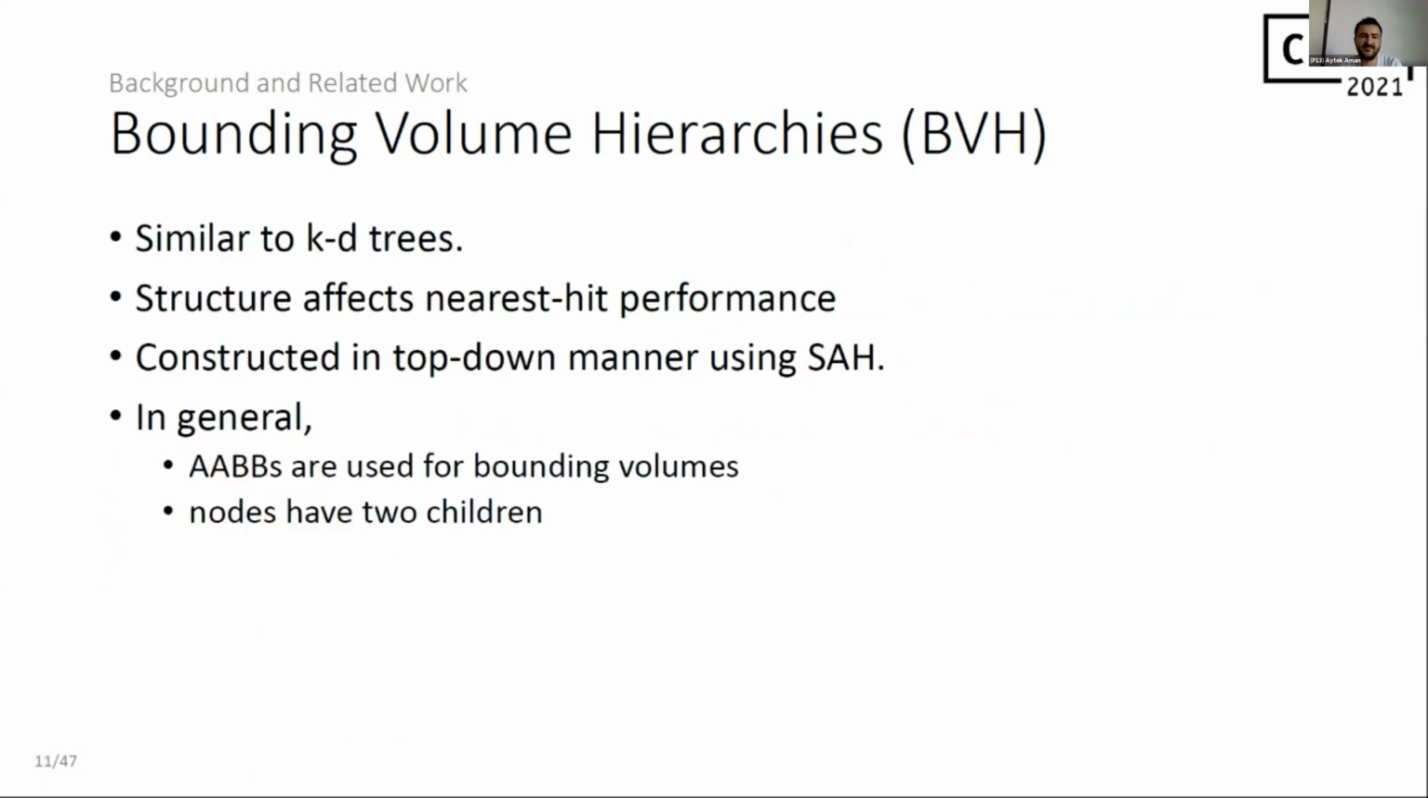They are actually quite similar to KD-trees, and similarly, the structure affects nearest hit performance. And again, they are constructed in a top-down manner using the surface area heuristic. In general, axis-aligned bounding boxes are used as bounding volumes, and nodes most of the time have two children, but in recent approaches, we have 4, sometimes 8, and sometimes 16 to utilize new hardware. Actually, we can have a different number of children.